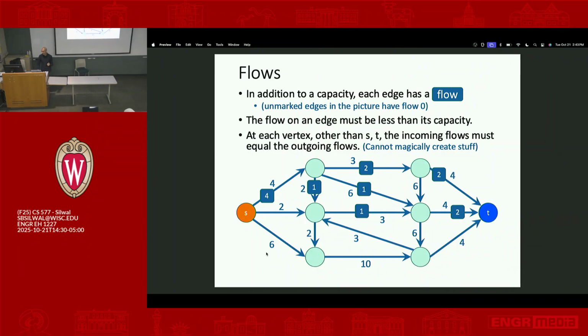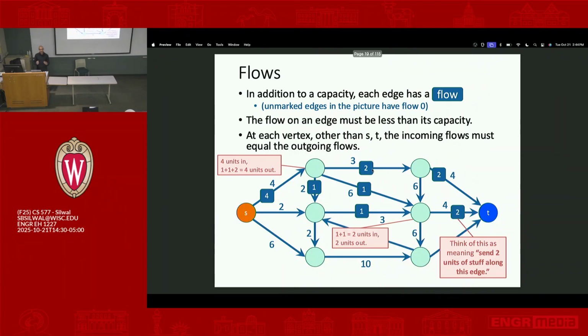In this graph, this represents the cost, or the maximum amount, and these boxes represent the flow. On this edge, there's 4 units of stuff going from S to this node, and from this node, there's 1. This to this, there's 1, and this to this is 2. As you can see, this flow satisfies that flow in is equal to flow out. At that node, there's 4 things coming in and 4 things going out. Here, there's 1, 2 things coming in and 2 things going out. Does this make sense?